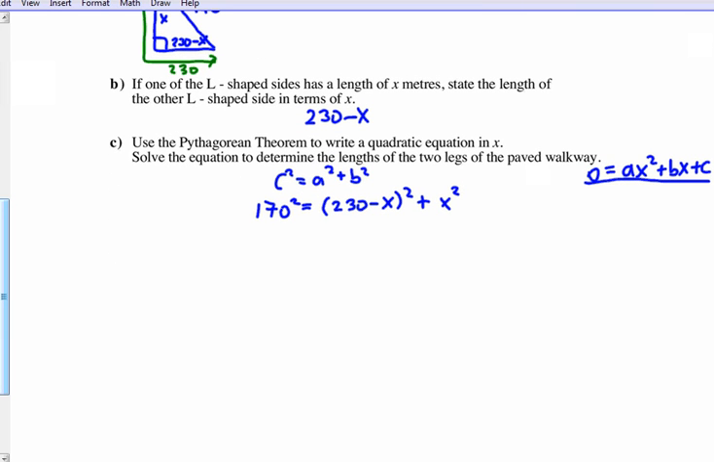So this is where your calculators are important. 170 squared, yeah. 170 squared. 170 times 170. So that's why I asked you to do your calculators. 28,900. Okay, what are we going to have to do with this bucko over here? Expand it. Why? Because he's a binomial. He plays by his own rules. Okay. So 230.